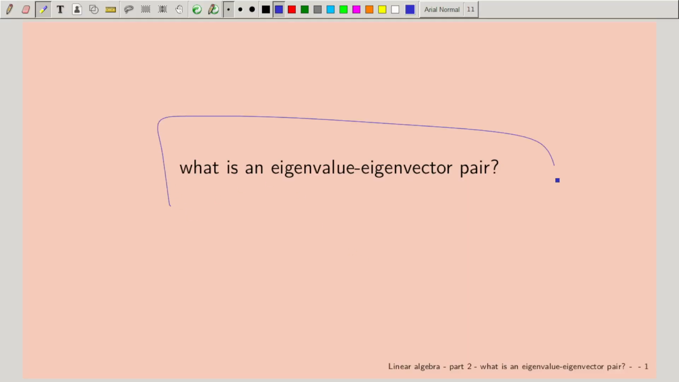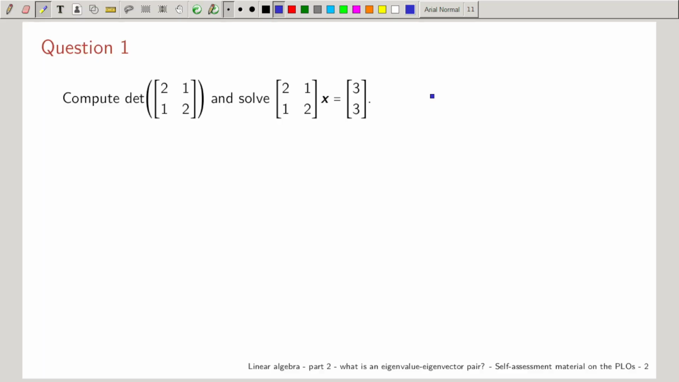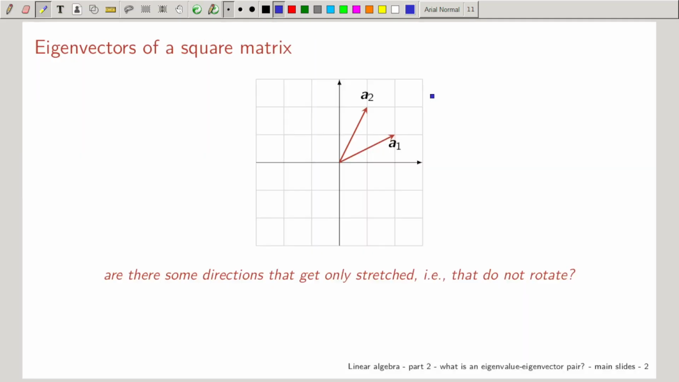I bet that everybody here heard about eigenvalues and eigenvectors. True? Let's do a little bit of graphical intuition. Eigenvectors of a square matrix: the discussion of eigenvectors is that I start with some direction and I see that I'm not rotating the direction. True? Let's look at this one.